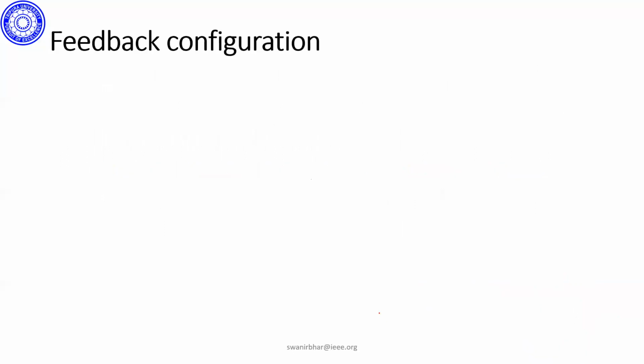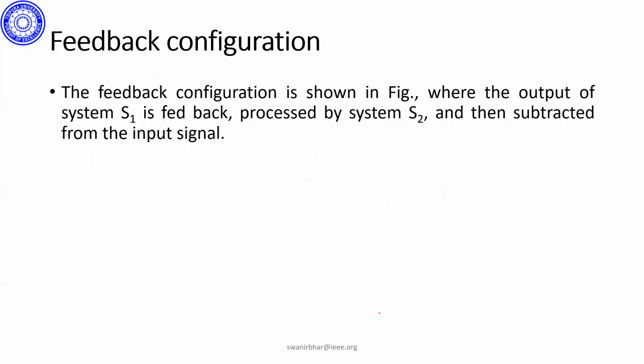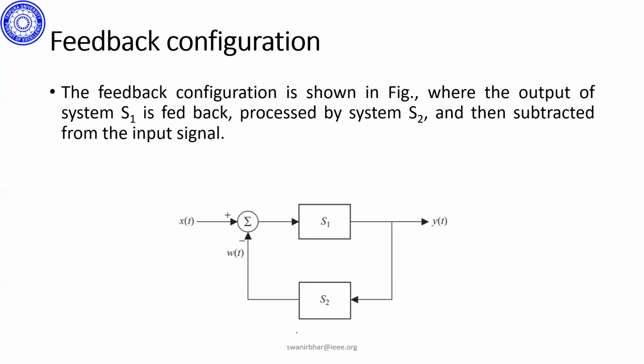The feedback system is very common. In the feedback configuration, as in the figure, the output of S1 is fed back through S2 and then subtracted from the input signal. So you have this x(t) going here, and it is going back here along with the feedback. These two are coming there, and based on that, you are making a change. So it is subtracted from the original signal. So x minus w is generated here. So this is the feedback system.